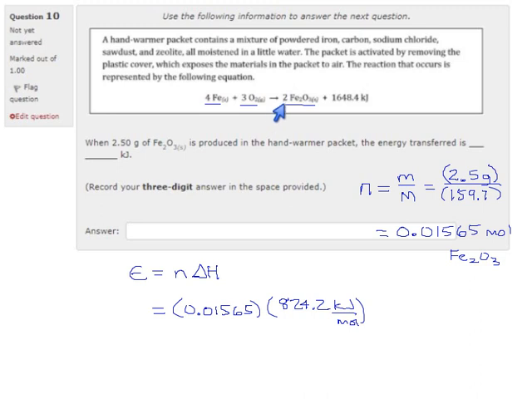But in the last couple examples, it hasn't been a 1, and we've had to do a tweak. We've had to say, well, this reaction is 2 times too big, so I'm going to say I only want half this much iron oxide. I'm only getting half this much energy. So when we finish that, 0.01565 times 824.2, I get, with 3 digits, 12.9, they say. And that makes sense. We would have done 3 anyway because there are 3 sig digs in that data. So 12.9 kilojoules.